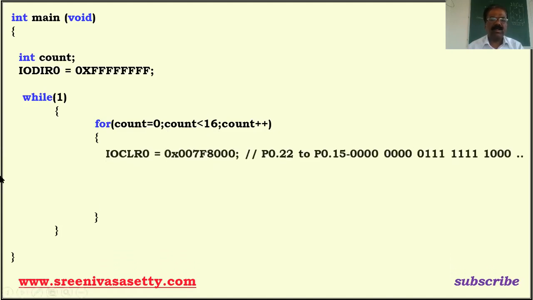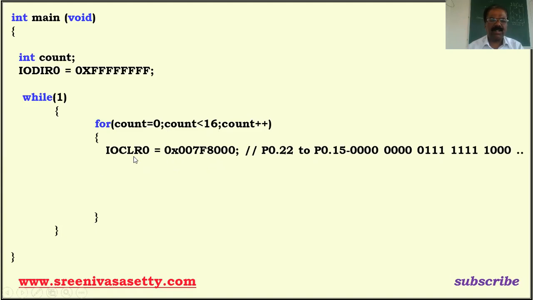And now here that is IO clear, because at the beginning we have to make everything low starting from P0.15 to P0.22. By default some junk is there. To avoid that we have to make it low. That is the purpose of this statement. Here this indicates the binary equivalent of this data. Then IO set equal to the 7 segment port count. What's the value of count? Count equal to 0. Then SSC of 0 gets the 7 segment port for 0.